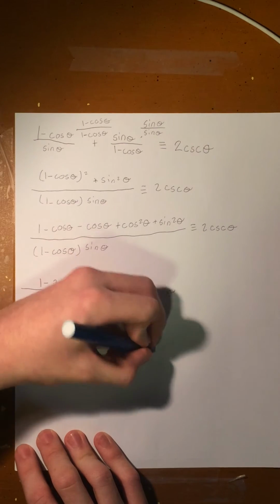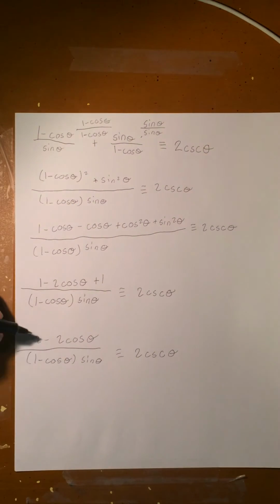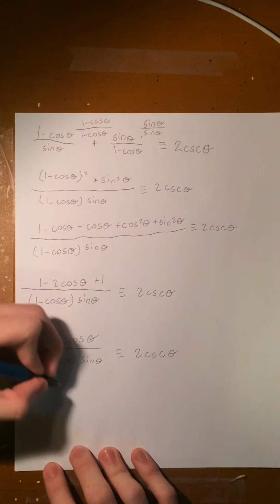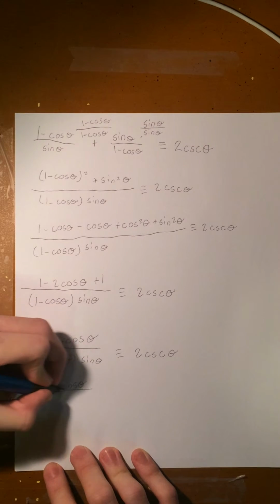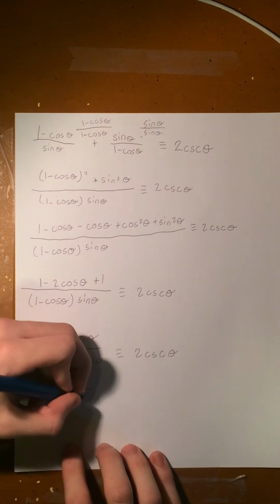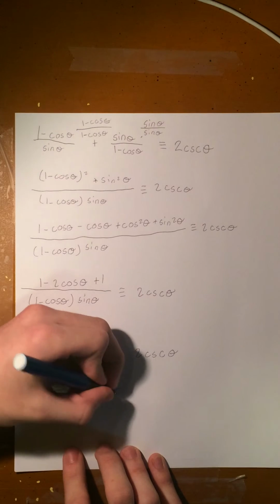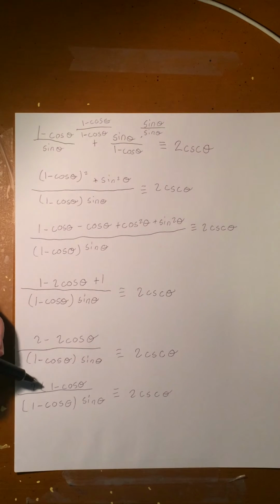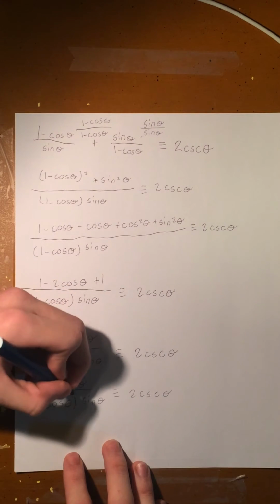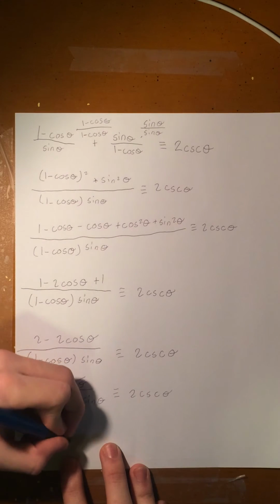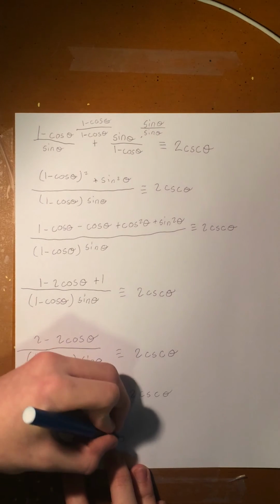It's the same as 2 cosecant of theta. Now what we're going to do is take out the 2 from the upper part. Now we'd get 2 times (1 minus cosine of theta) all over (1 minus cosine of theta) times sine of theta, which is the same as 2 cosecant of theta. What we're going to do now is cross out the 1 minus cosine of theta as we have it in the upper part and the lower part. And we're left with 2 over sine of theta is the same as 2 cosecant of theta.